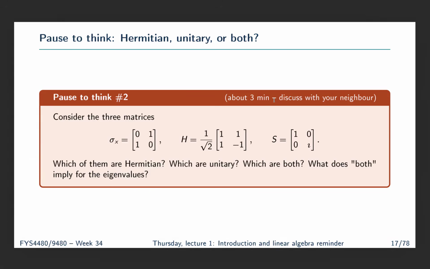And the question then to you guys is, which one of these are Hermitian, which are unitary, and which are both? And what does both imply for the eigenvalues? Should we take about 3 minutes? You can just chat with your neighbor. You don't need to present the answer here, but just chat with your neighbor. And then on the next slide, you will see the answer. So should we do a 3 minute break and then take a look at these exercises?